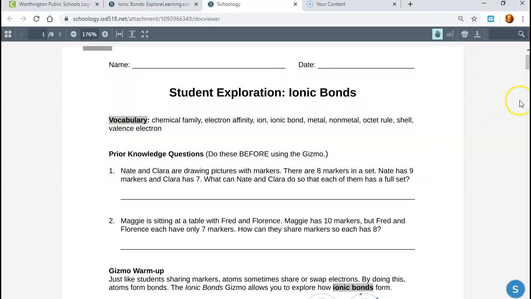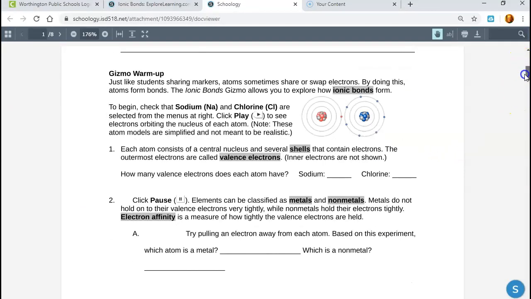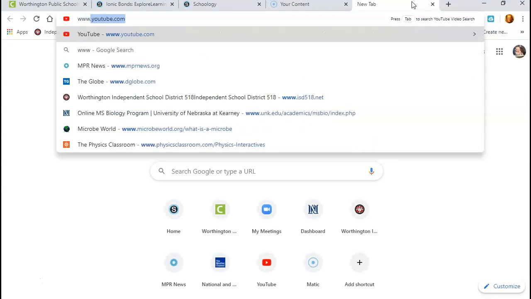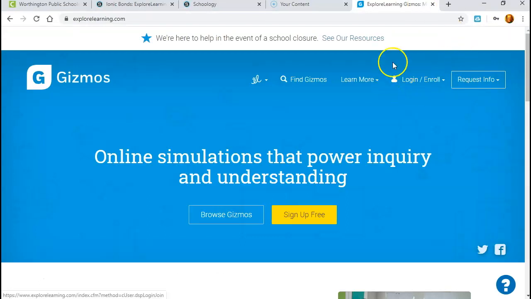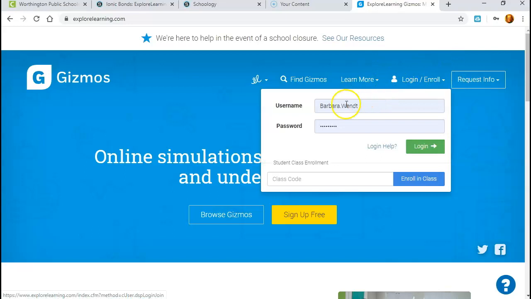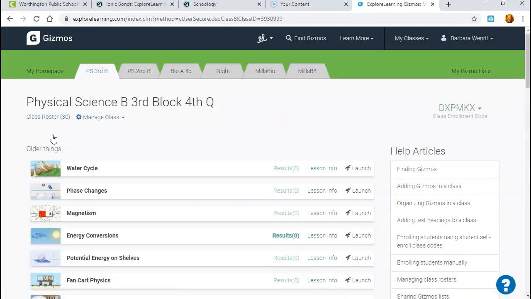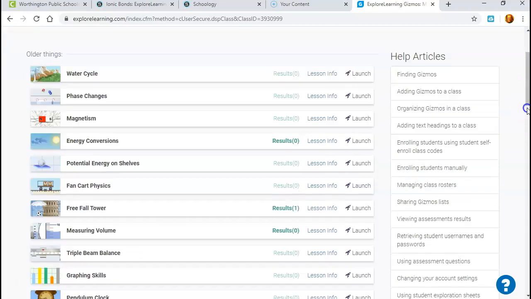We are going to go to explorelearning.com and mess around with some atoms. So let me open up Explore Learning. Now remember, when you go to Explore Learning, you want to use the login button in the corner up here. Your login is probably the same as whatever you use to log in to Schoology. If you don't know your login, please let me know. And again, I have a teacher page, so it's going to look a little bit different.